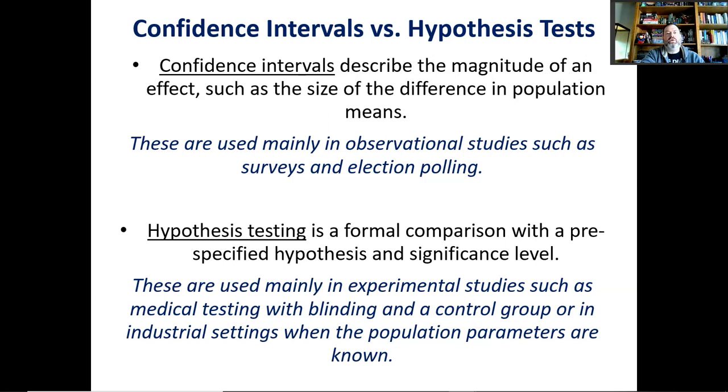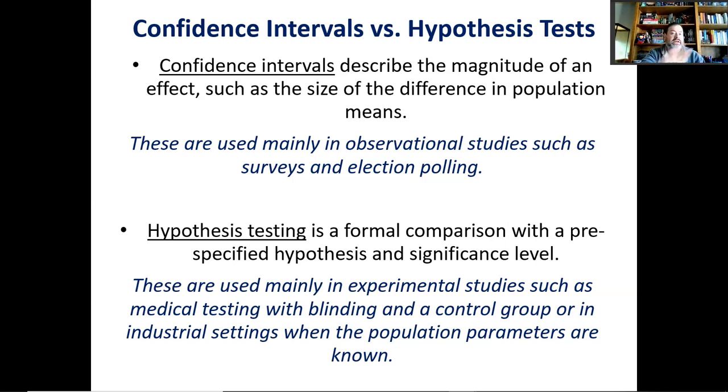So now we want to know, when do we use confidence intervals compared to when do we use hypothesis tests? Confidence intervals describe the magnitude of an effect, such as the size of the difference in population means. These are used mainly in observational studies such as surveys and election polling. Hypothesis testing is a formal comparison with a pre-specified hypothesis and significance level. These are mainly used in experimental studies such as medical testing with blinding in a control group, or in industrial settings when the population parameters are known.